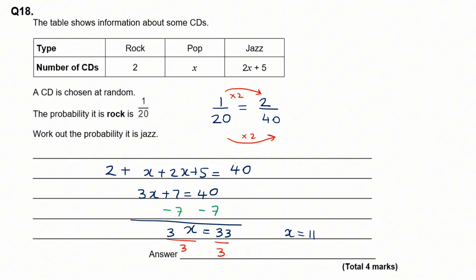So they're asking us to find out the probability of jazz. So we need to substitute this 11 here. So that's going to be 2 times 11 plus 5. So that is 22 plus 5, 27. And that is out of 40. Right, the probability is going to be out of 40. 27 out of 40. There we go.